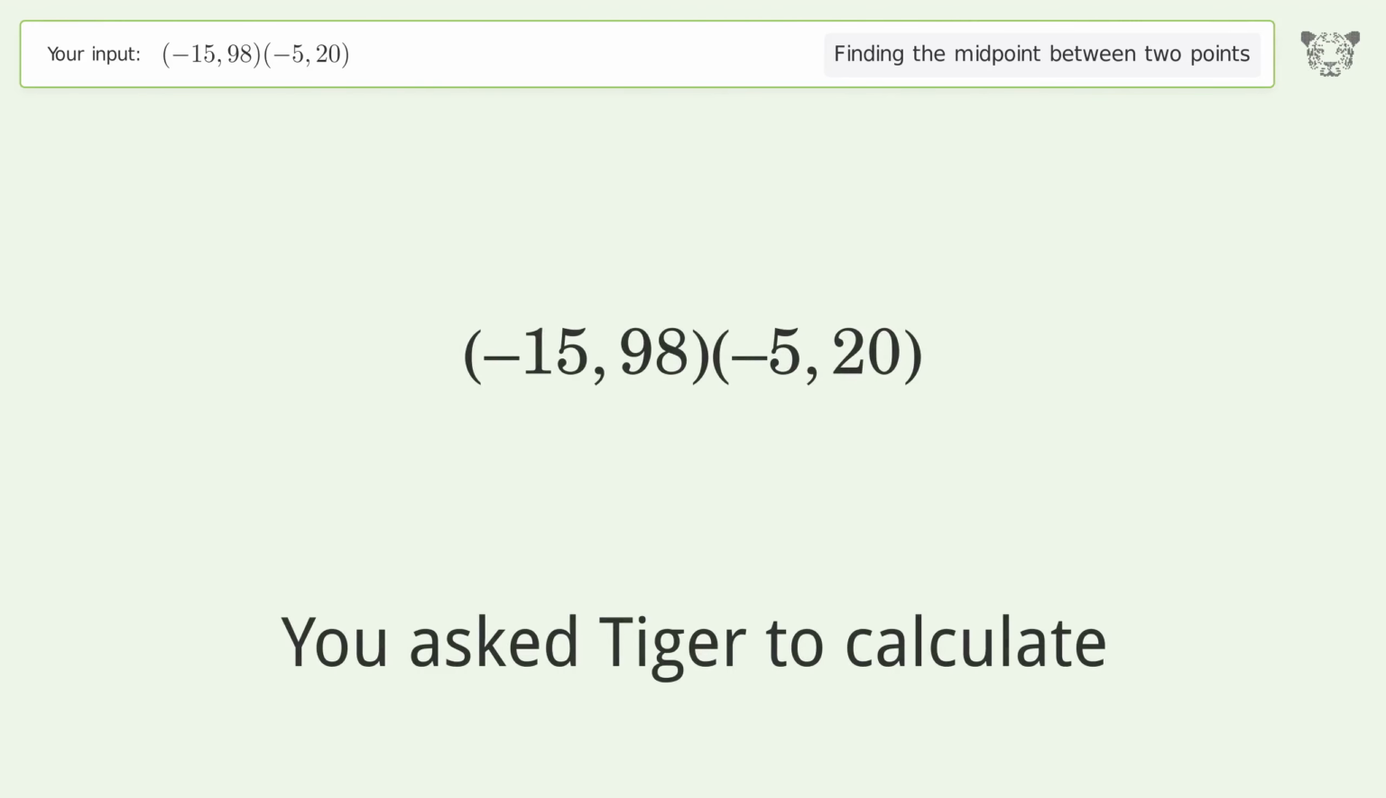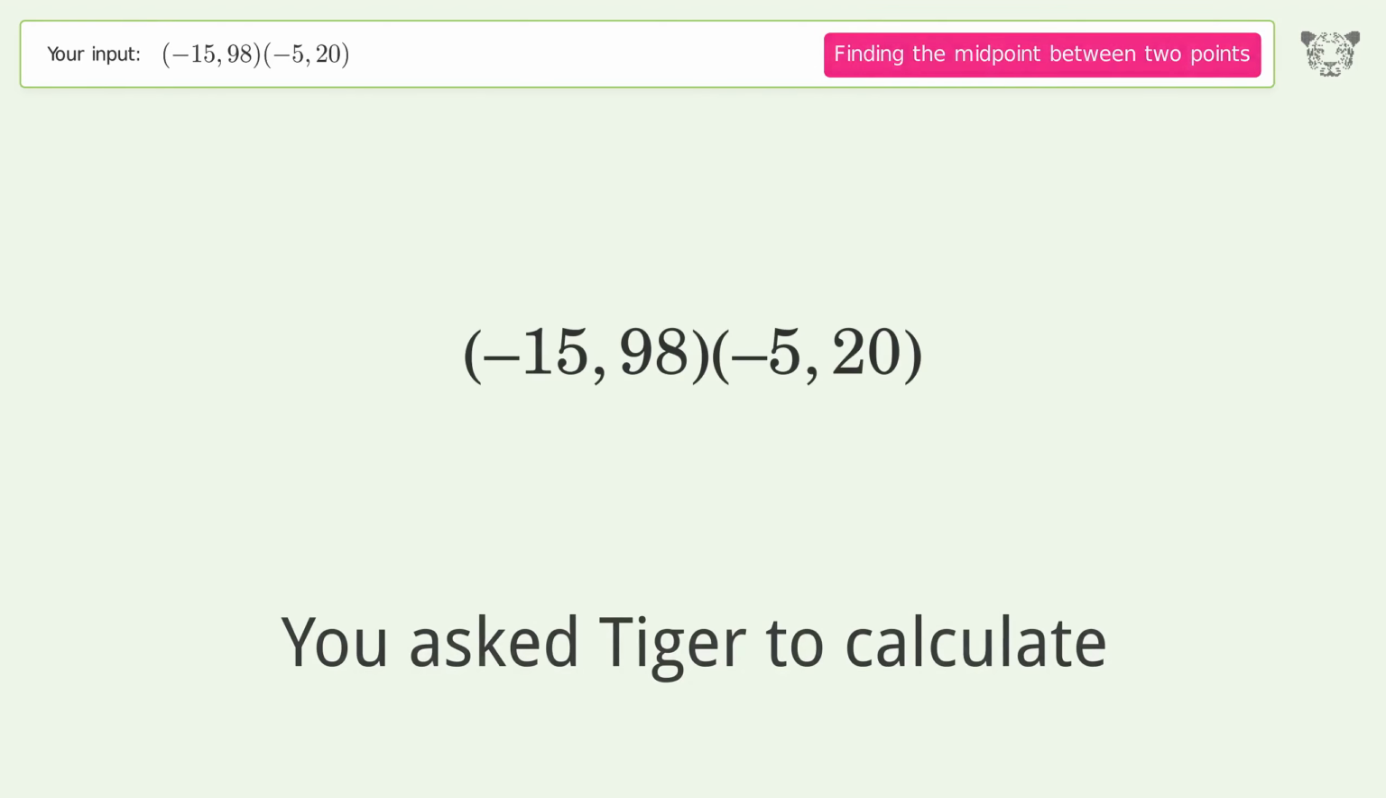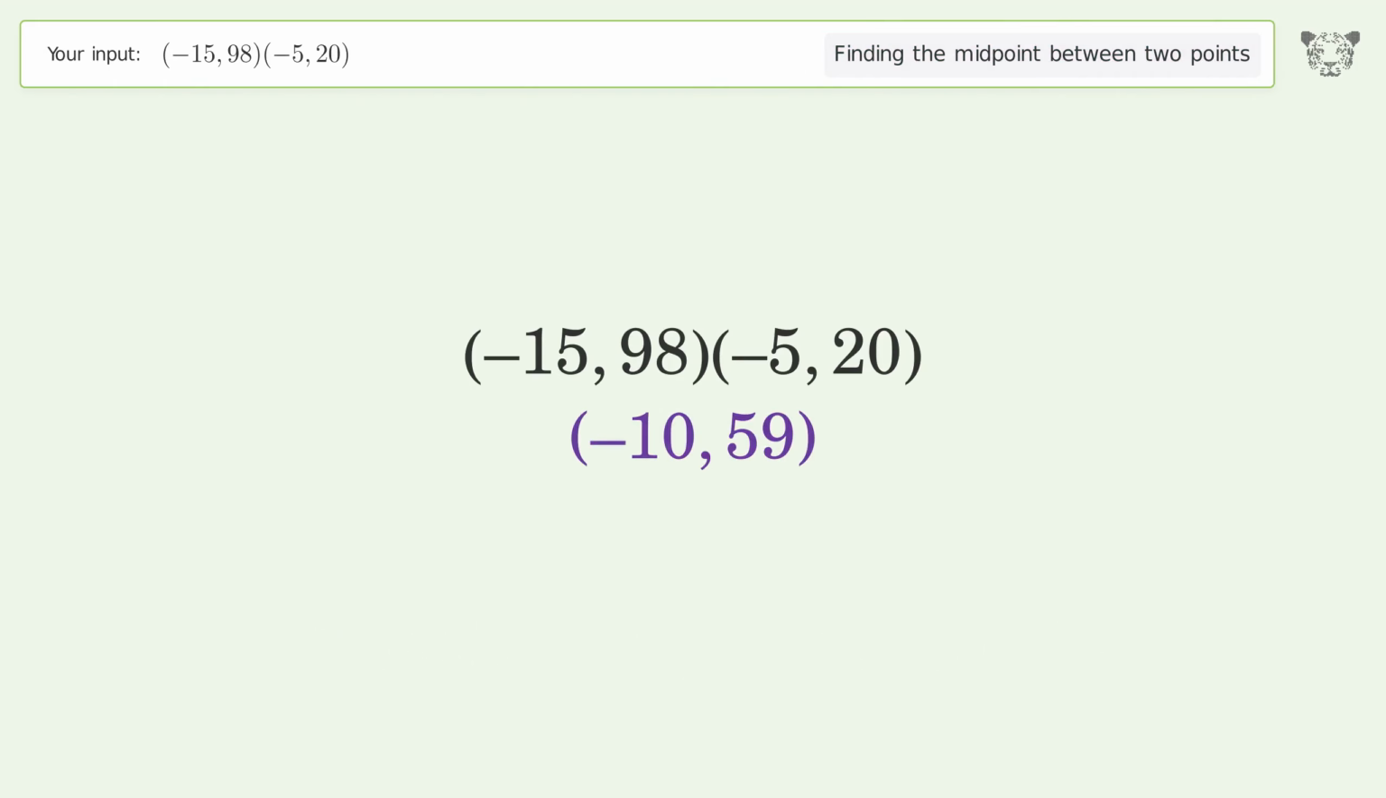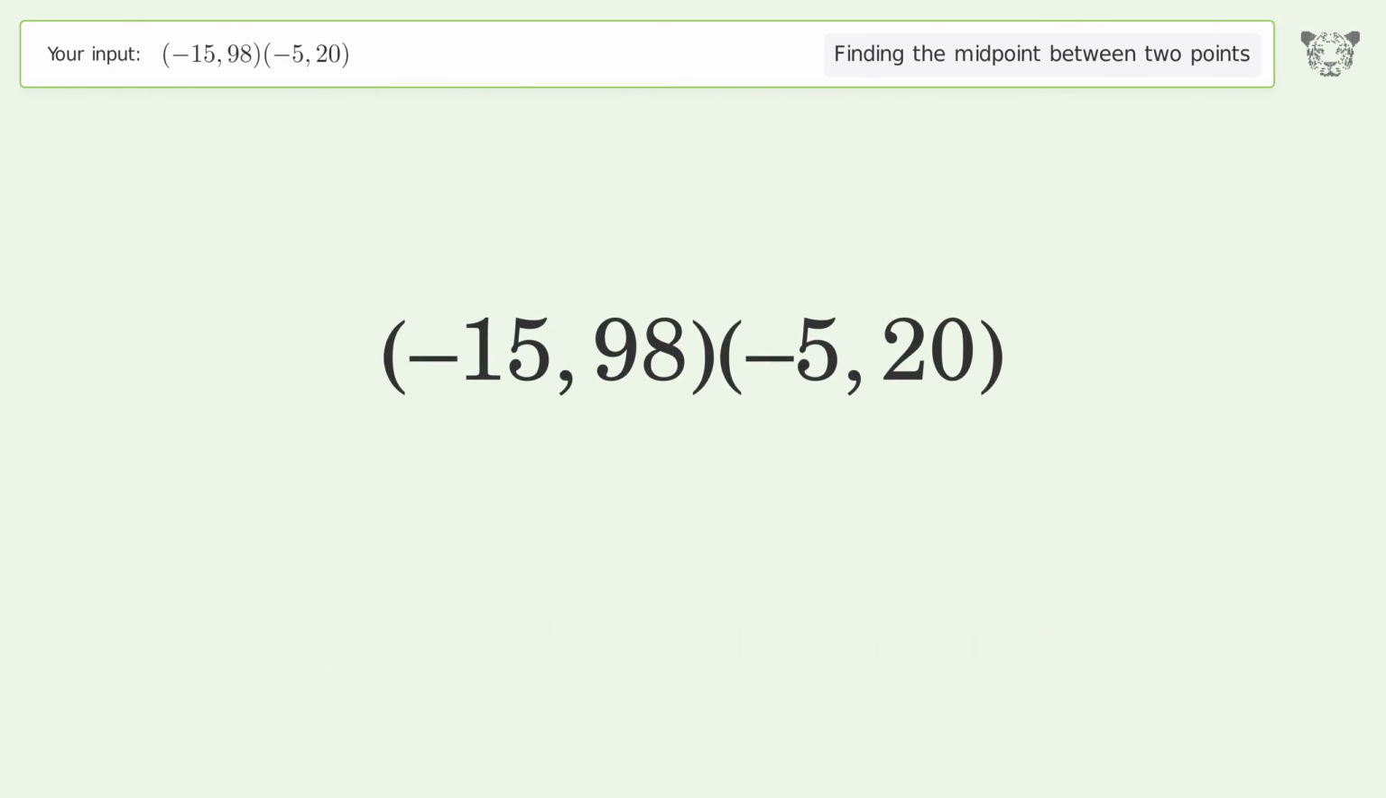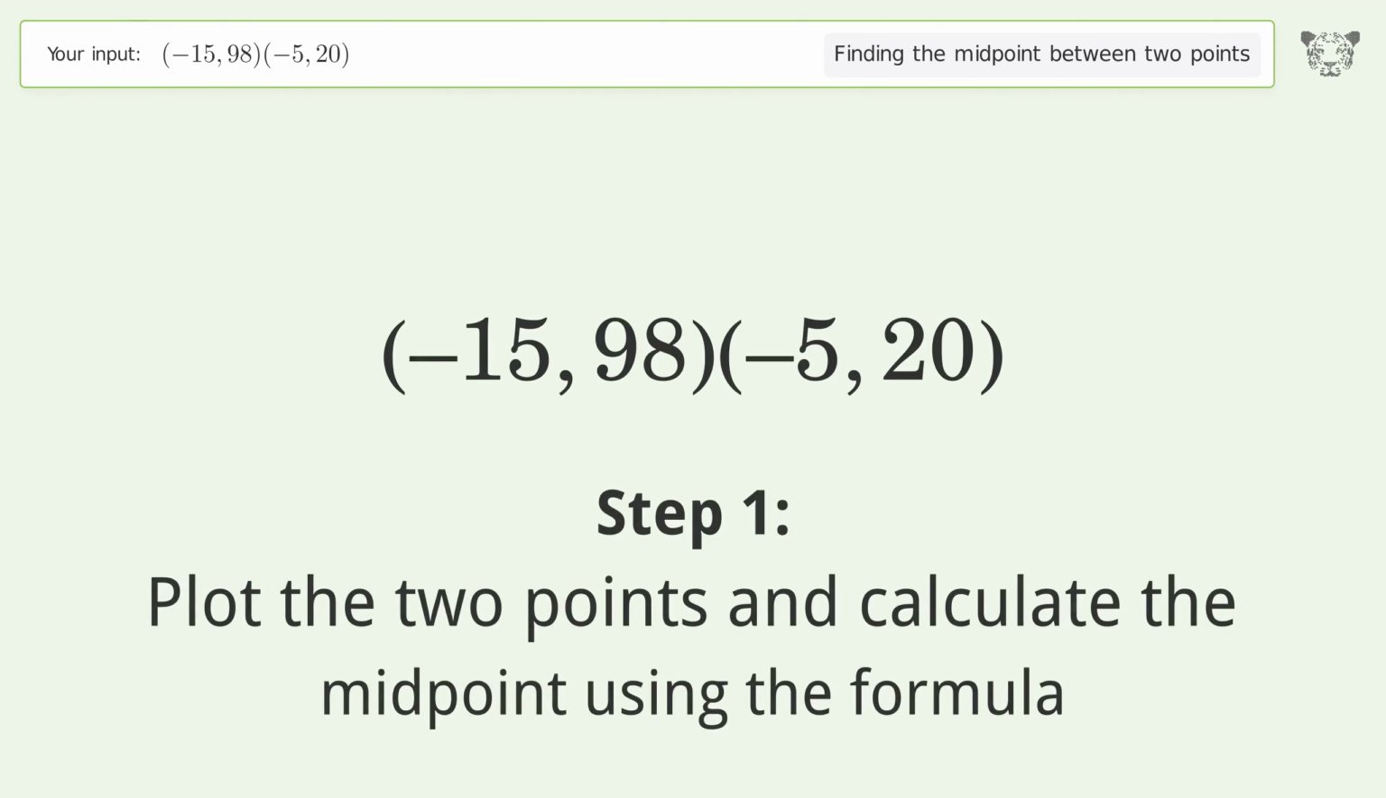You ask Tiger to calculate. This deals with finding the midpoint between 2 points. The midpoint between the 2 points is -10,59. Let's solve it step by step. Plot the 2 points and calculate the midpoint using the formula.